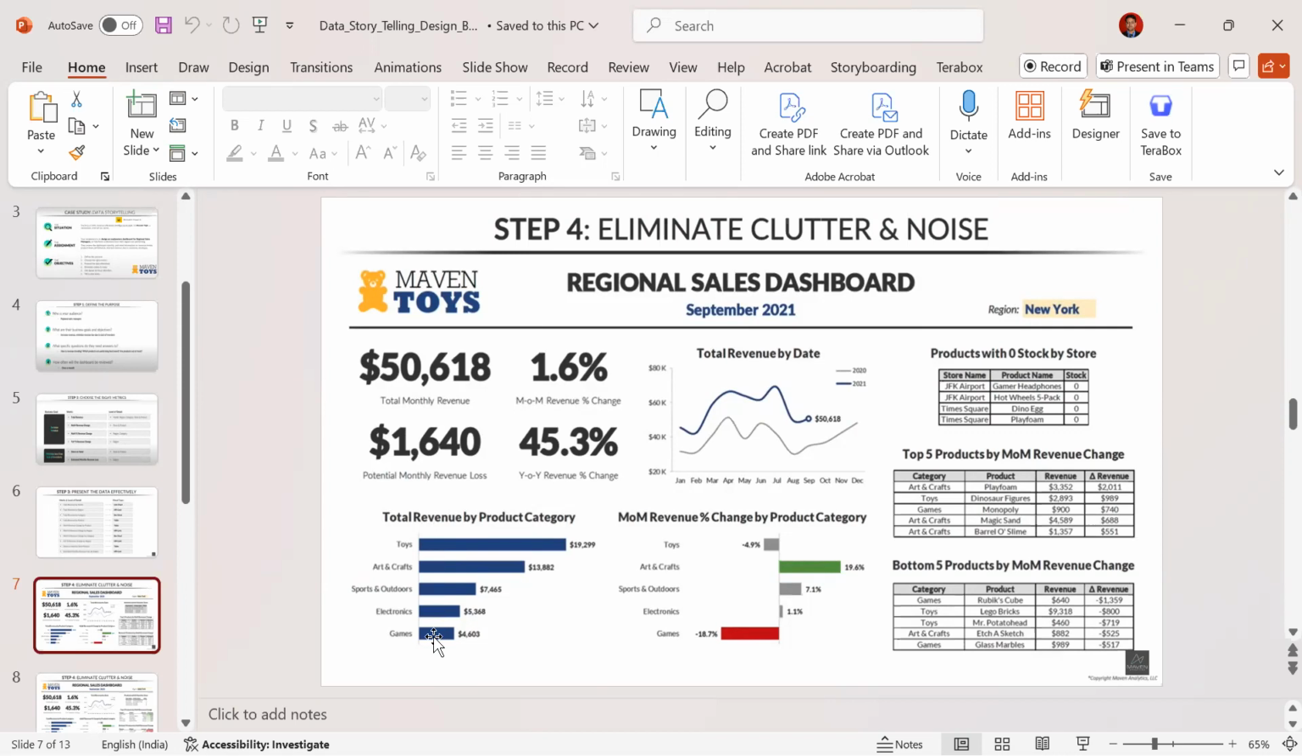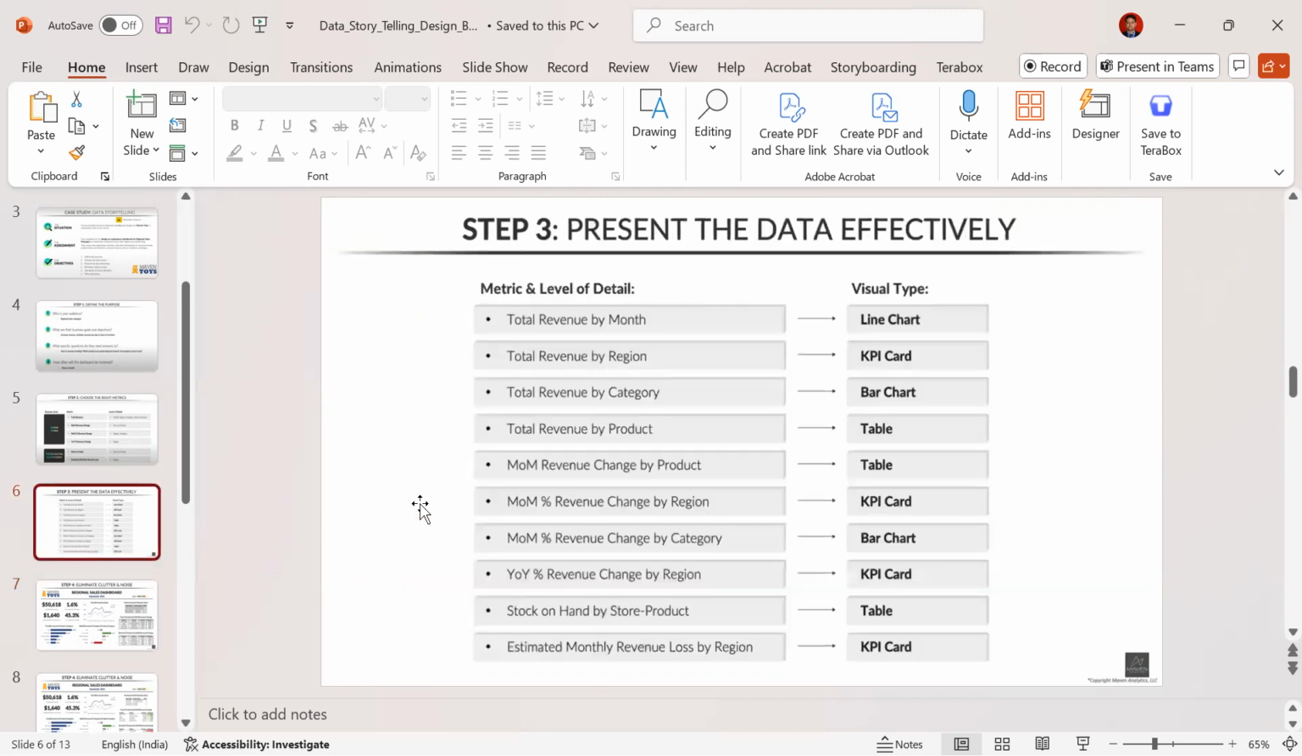So toys category, arts and craft category, sports and outdoors, and electronics, games, all this by category, you can see the total revenue. Similar to that, the next one is month on month revenue change by product, also total revenue by product and month on month revenue change by product. We are using a table also.